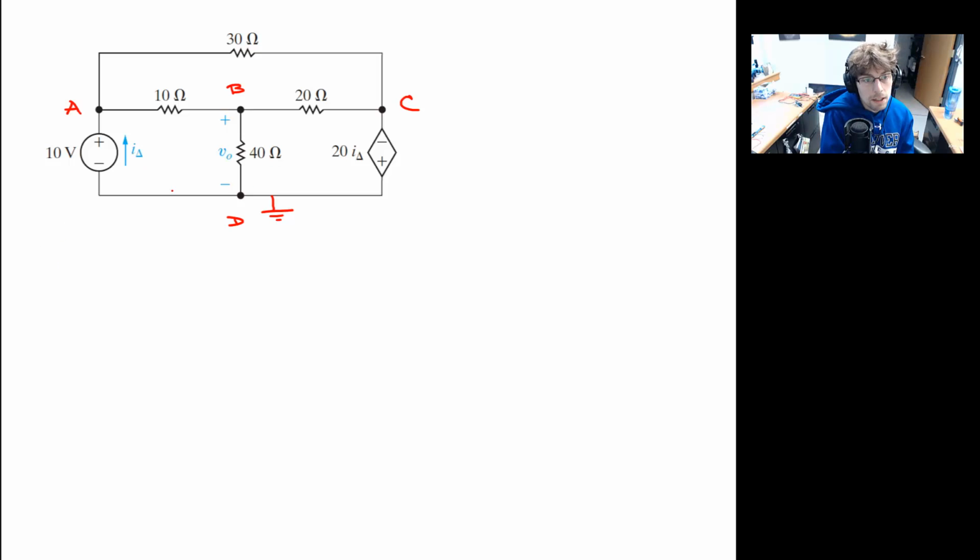Well, right away, because I grounded D, we can say that VA has to be 10 volts. Straight away. And we see that we might have a little bit of trouble. Our current controlled voltage supply depends on the current going in through the 10 volt source. So let's consider B as in boy for a moment.